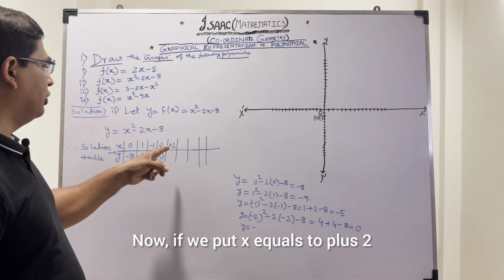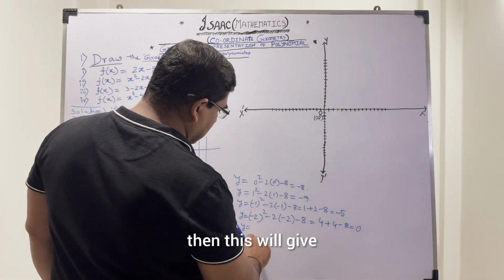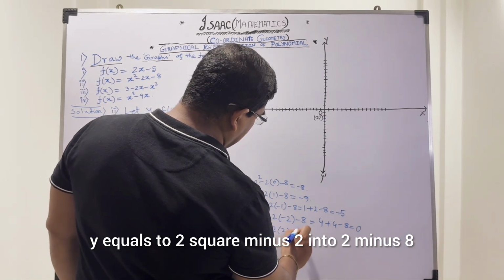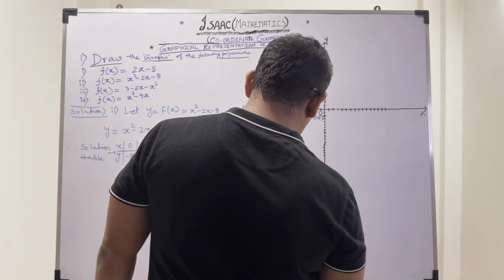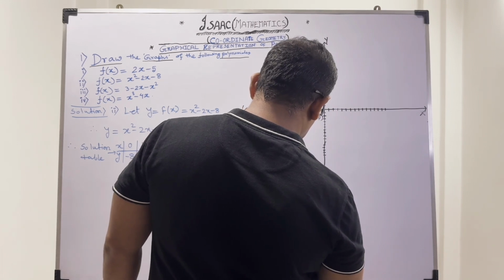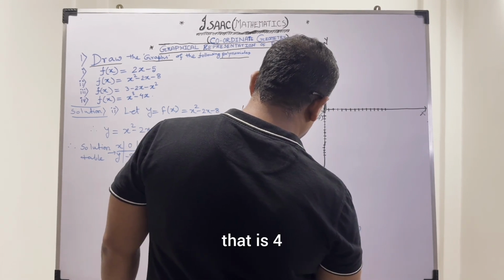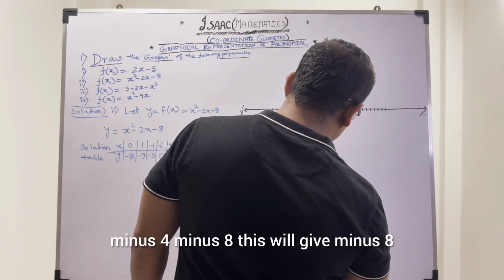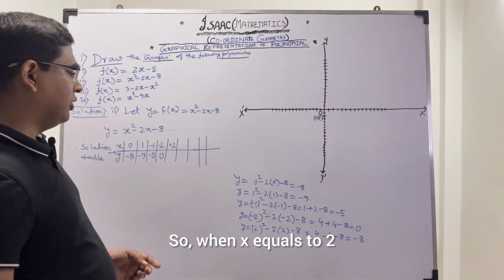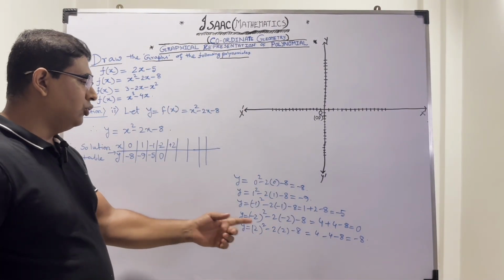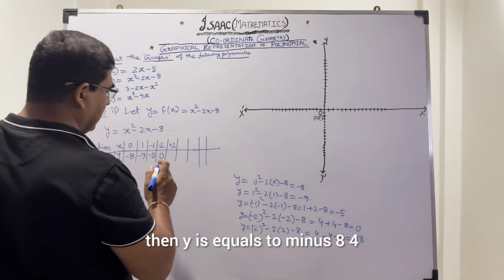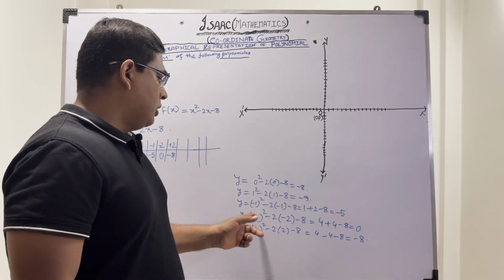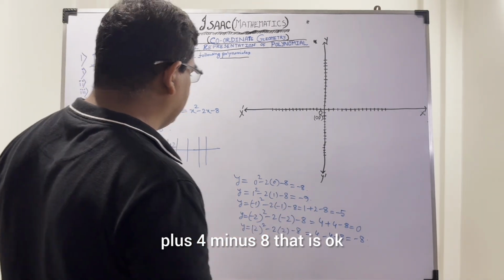Now if we put x equals to plus 2, then this will give y equals to 2 square minus 2 into 2 minus 8. That is 4 minus 4 minus 8. This will give minus 8. So when x equals to 2, then y is equals to minus 8.